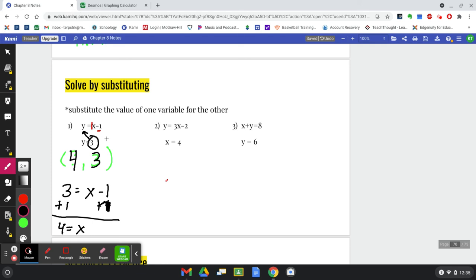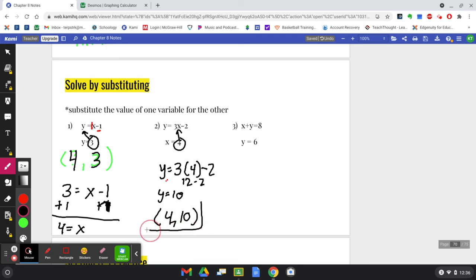Graphing is always a method that works, but sometimes when it tells me what a value is, it's easier to just substitute it in. So here would be y equals 3 times 4, because x is 4 in this case, minus 2. I know that x is 4, and I'm trying to find this y value. Well, 3 times 4 is 12, minus 2 is 10, so y equals 10. So (4, 10) is the point that they have in common.